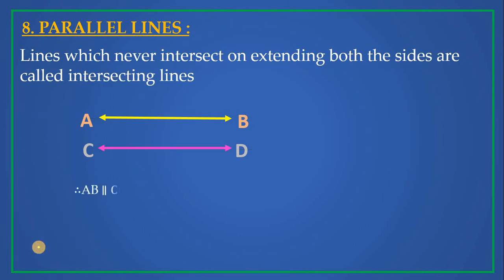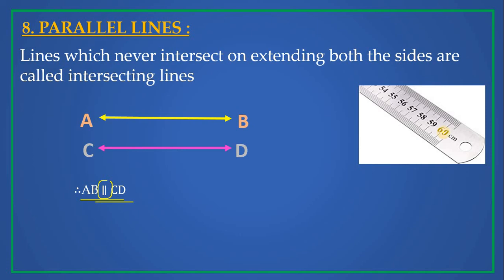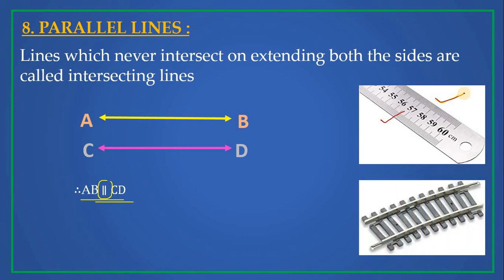In our day-to-day life we can see many examples of parallel lines, children. Here we can write it as AB parallel to CD. This is the symbol of parallel. For example, you take a ruler. The opposite sides of a ruler are an example for parallel lines. These opposite sides of the ruler never intersect. Similarly, railway tracks. You can observe clearly these lines are parallel to each other because they never intersect as they extend on both the sides.